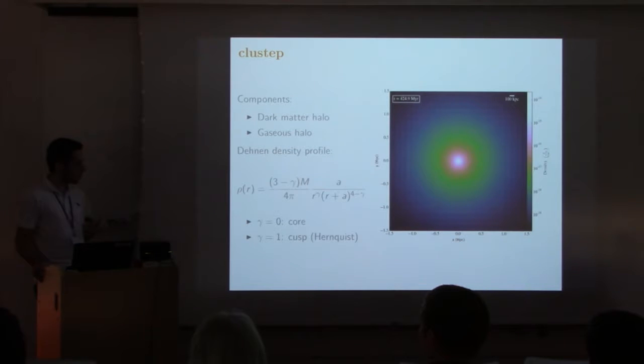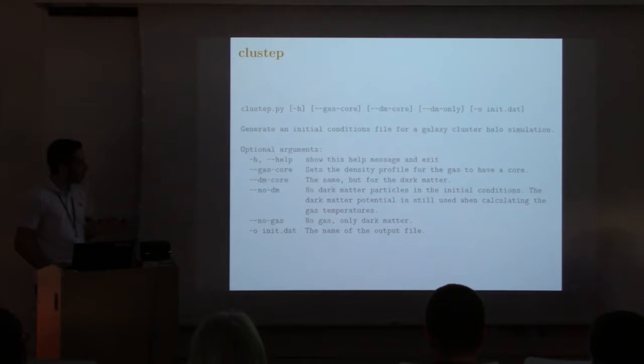You can choose between one or the other. A profile with a core has a cool core. The temperature decreases near the center, while the Hernquist will go up. The Hernquist is quite similar to the Navarro-Frenk-White profile, if someone here is not familiar. And these are the flags.